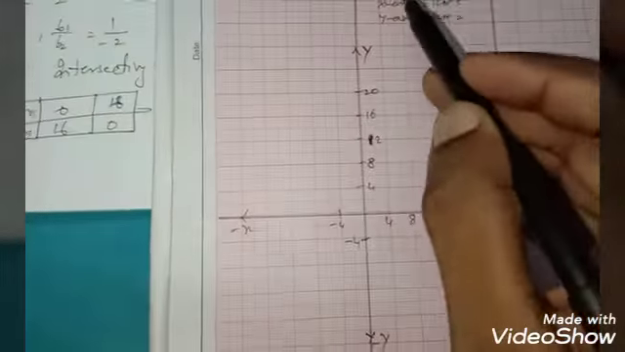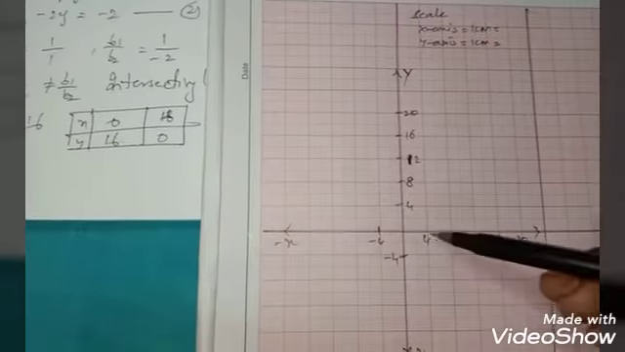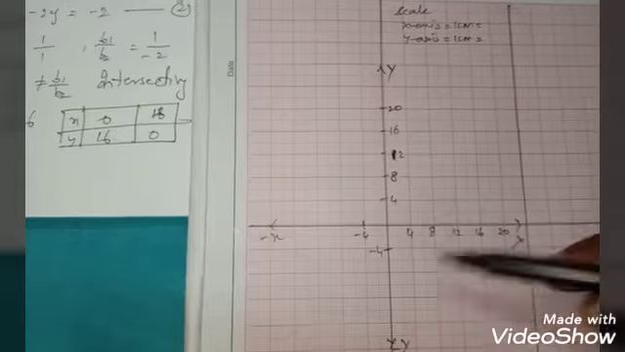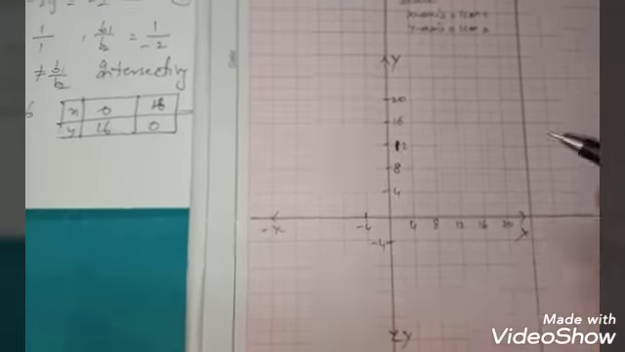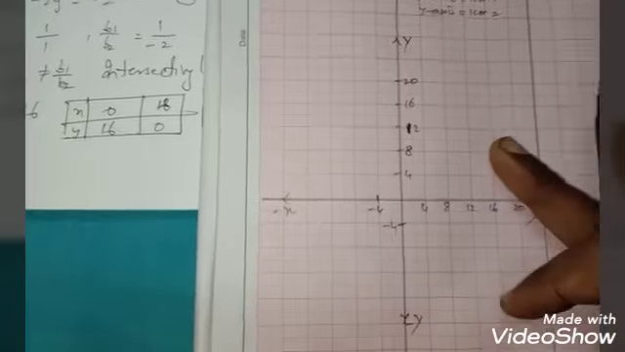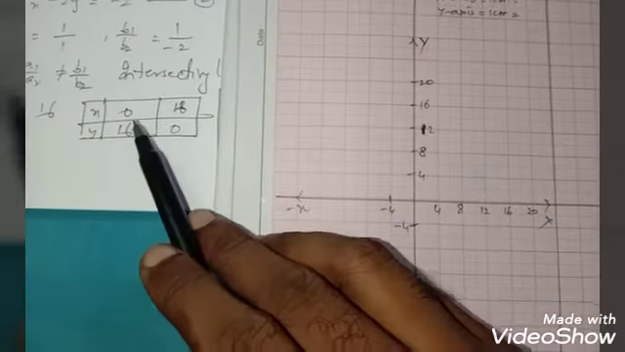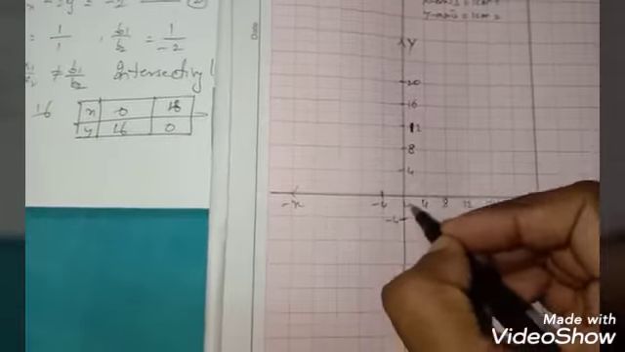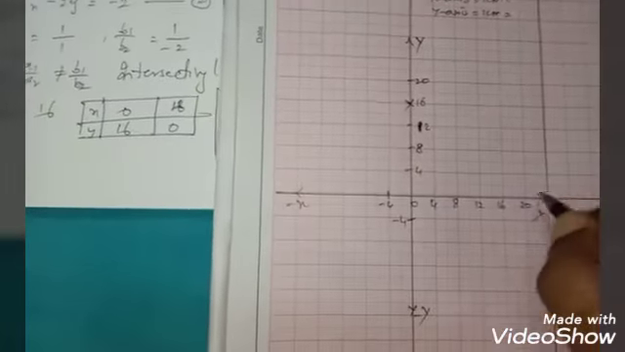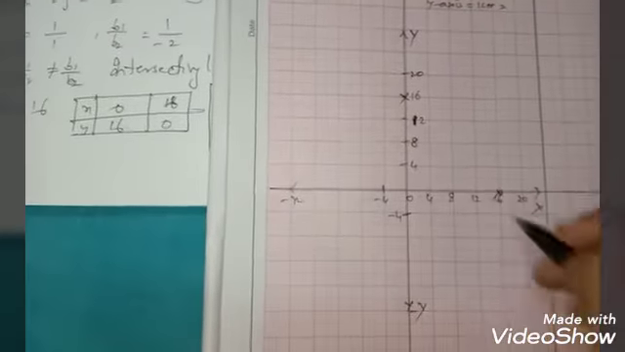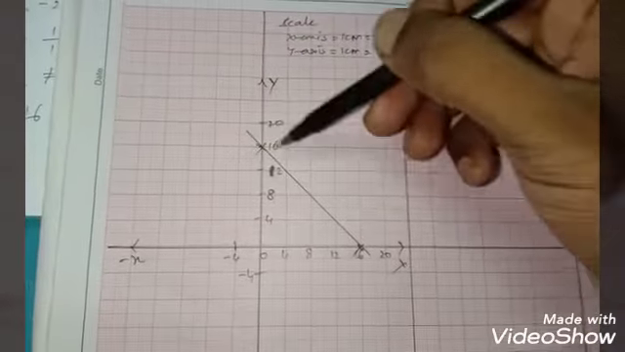So already I have written all these values. As the highest value is 16, that's why I have taken 4, 8, 12, 16 and 20. You can take 2, 4, 6, 8, depending on the graph length and graph breadth, right? So for my convenience, I have taken it like this. So here the points are x is equal to 0 and y is 16, and here x is 16, y is 0. Now join these 2 points.